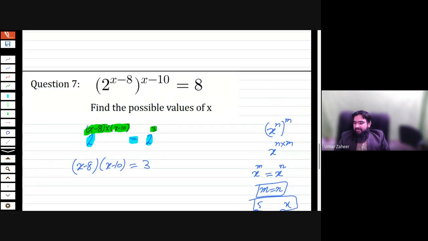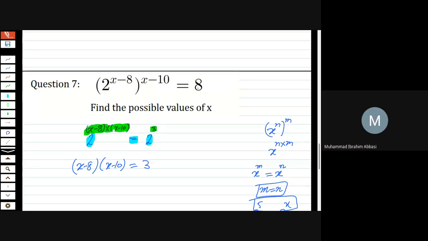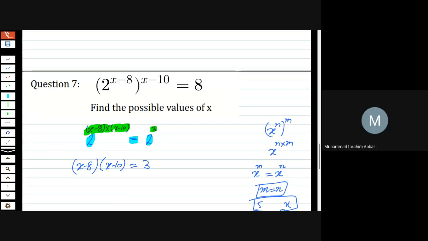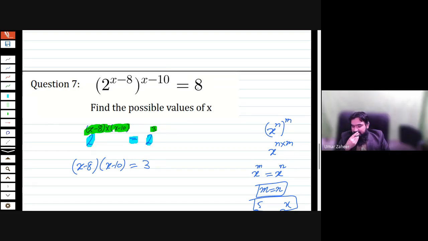All right, obviously, I will not be able to make a comparison here because the base here is 2 and here the base is 8. But we can make it to the power 3. We can make it to the power 3, right? Now we have to make x the subject.